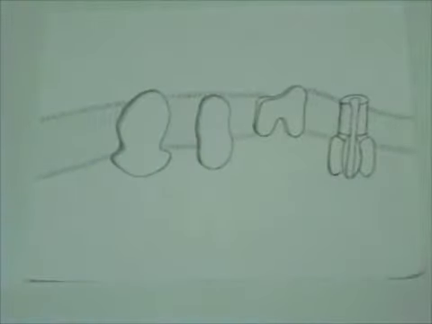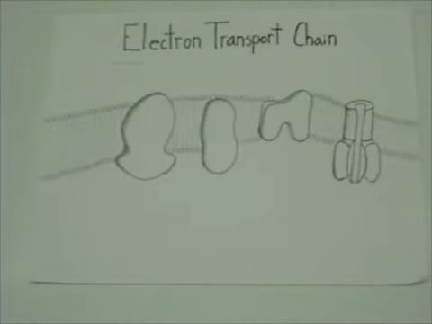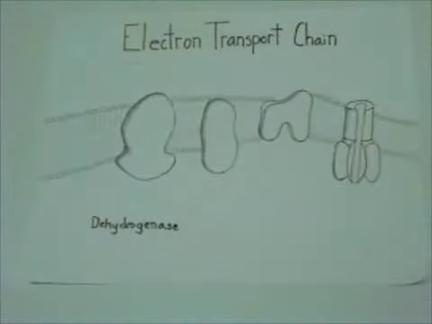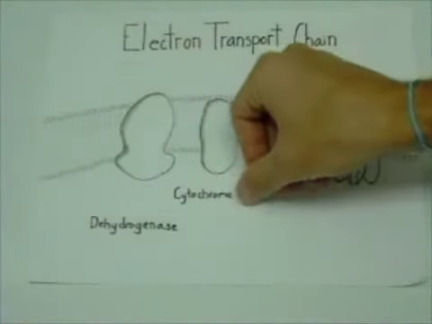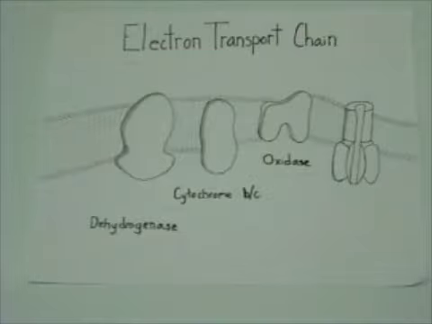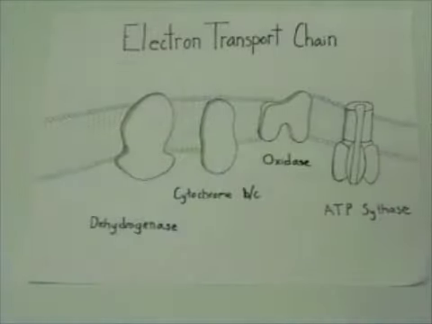Oxidative phosphorylation uses what is known as an electron transport chain. The electron transport chain consists of protein complexes that have cofactors that assist in transferring electrons. All electron transport chains have a dehydrogenase and an oxidase. Some electron transport chains utilize what is known as a cytochrome BC complex, and at the end of the electron transport chain, there's an ATP synthesizing complex called ATP synthase. The purpose of an electron transport chain is to produce energy in the form of ATP.